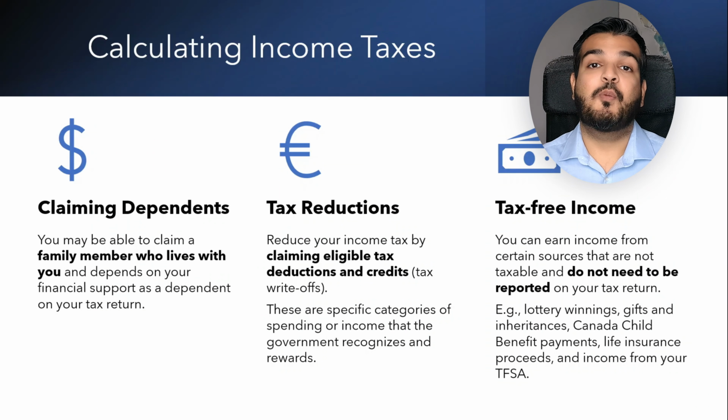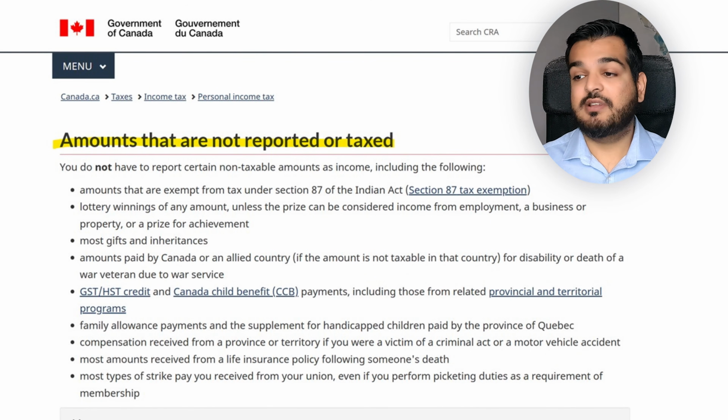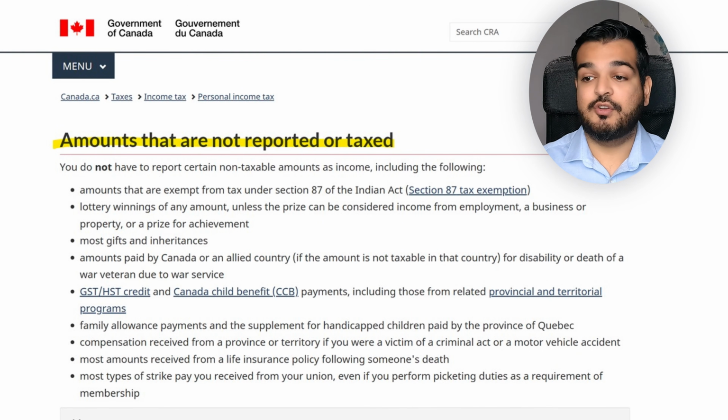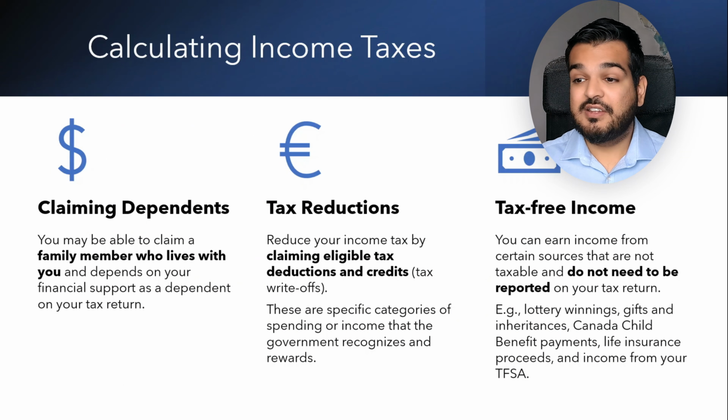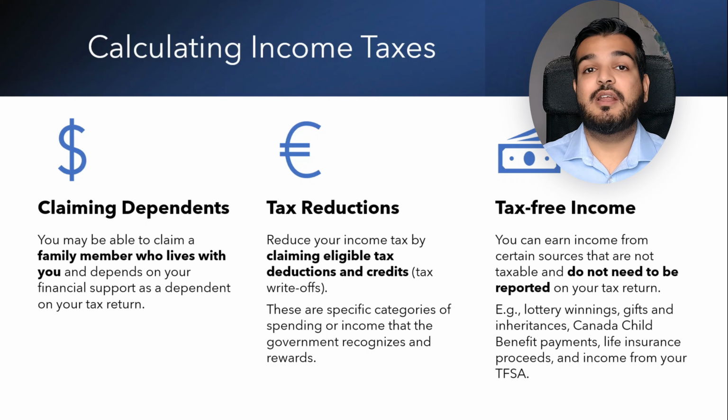Tax-free income. Yes, there are ways to earn tax-free income in Canada. You can earn income from sources that are non-taxable, and they do not need to be reported on your tax return. For example, lottery winnings, gifts, inheritance, Canada Child Benefit payments, life insurance proceeds, and income from your tax-free savings account. You will not be taxed on these dollars. You don't need to report them. It's all good. And the best part is that these sources can help you increase your wealth without having to increase your tax burden. So take advantage of all the tax-free income sources so you can increase your income without increasing your tax burden.